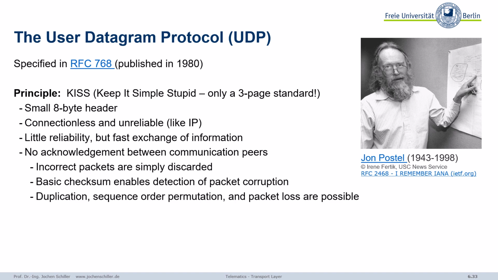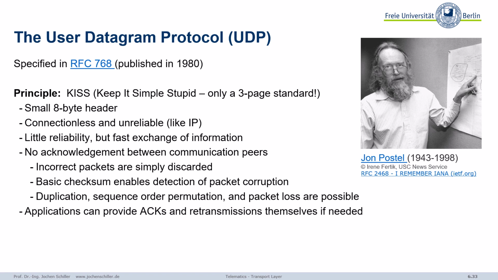So there's no acknowledgement between the peers. If the packets are incorrect, okay, discard them. There is some basic checksum, so you can detect corruption of packets, but duplication, sequence order permutation, packet loss, all possible. So if an application needs in-order delivery, then don't use UDP. If you need reliability, then do it on your own. You can create application layer acknowledgements and retransmission.